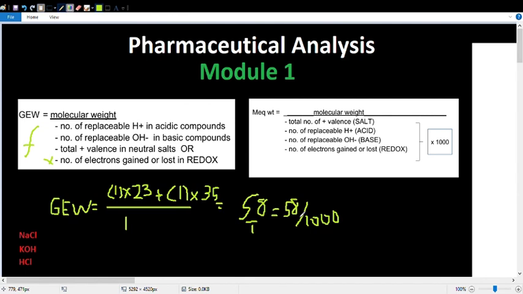In division, we know the decimal point. We count the number of zeros. There are three zeros here, so we move the decimal point 3 digits. 1, 2, then here we add a 0, 3. So the resulting number is 0.058. And that's the milli equivalent weight, guys. So that's our milli equivalent weight, and here is our gram equivalent weight for sodium chloride.